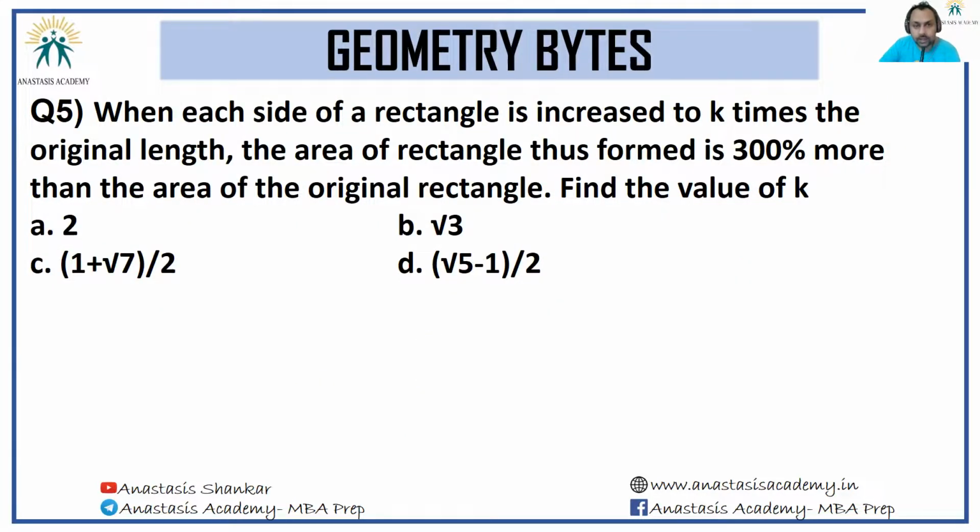Okay. Last question. When each side of a rectangle is increased to k times the original length, the area of the rectangle thus found is 300% more than the area of the original rectangle. Find the value of k. This question doesn't even deserve attention. So if the area was initially 100, later on the area is 400. So basically, if the area has become 4 times of original self, each of the dimensions have become twice. So value of k is 2.